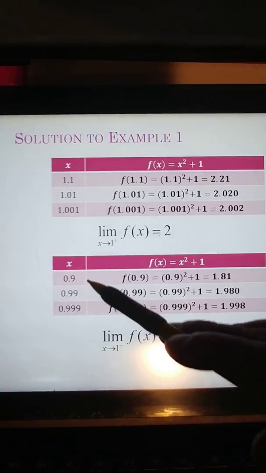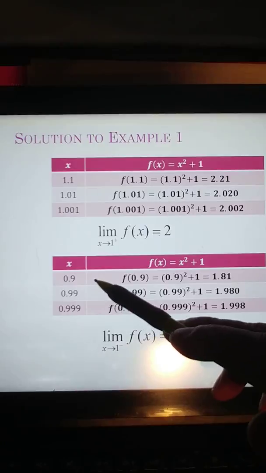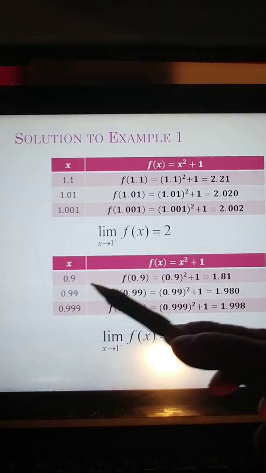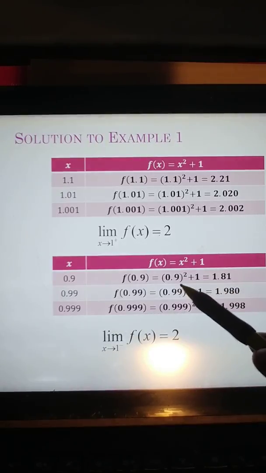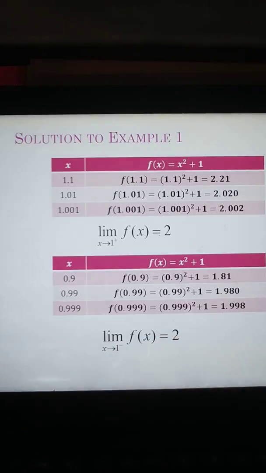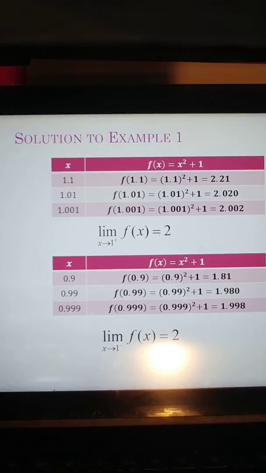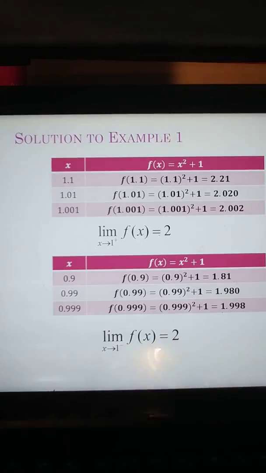Now let's approach from the left. Using the same function again, plug in 0.9, 0.99, 0.999. Again, 0.9 squared is about 0.81 plus 1 is 1.81. The computation is fairly basic, so I would suggest running these numbers on your calculator, and you will get 1.81, 1.98, and 1.998. Again, this appears to be approaching 2 from the left. So your left-hand limit is 2.